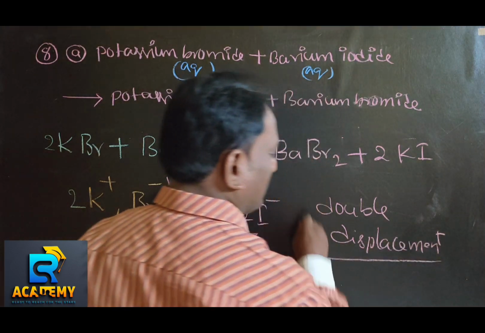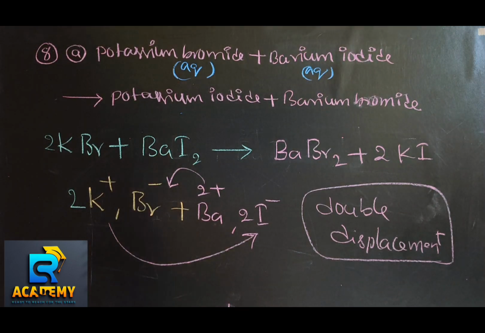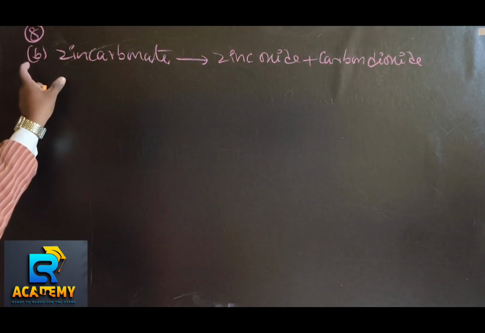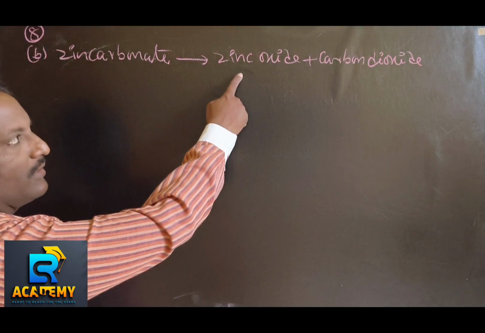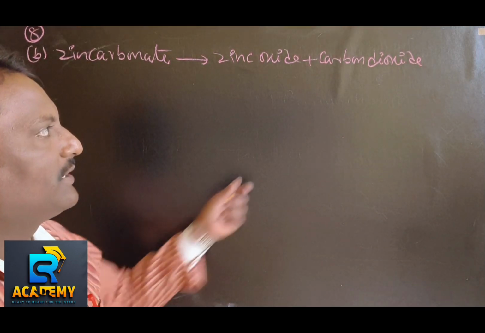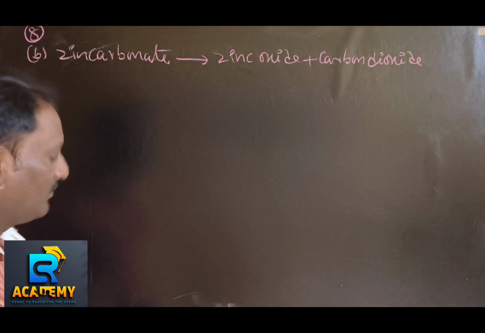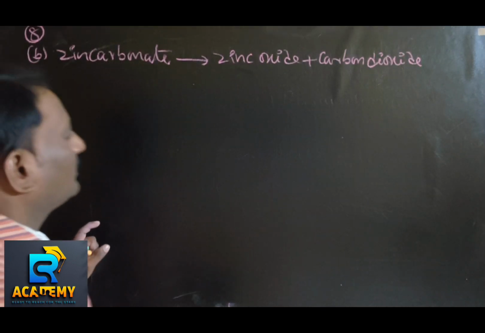Double displacement reaction. Right. Copy that. Next, B1 in the 8th question, part B. Zinc carbonate gives zinc oxide plus carbon dioxide. So let us frame the chemical formula.